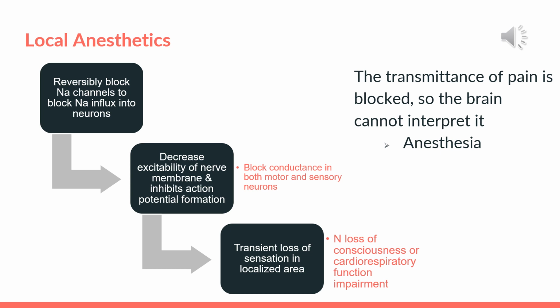Local anesthetics work by reversibly blocking the sodium channels on the cell membrane of neurons and thus inhibiting the influx of sodium into those neurons. This decreases the excitability of the nerve membranes, inhibits action potential formation, and blocks conductance in both motor and sensory neurons. This leads to the transient loss of sensation in a localized area without any loss of consciousness or cardiorespiratory function impairment, unlike in general anesthetics. Thus, local anesthetics block the transmittance of pain to disable the brain from interpreting that pain, leading to anesthesia.